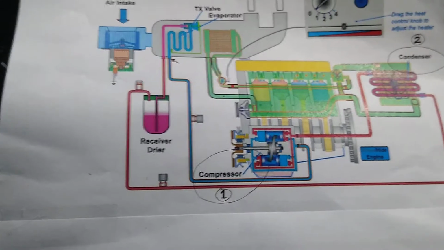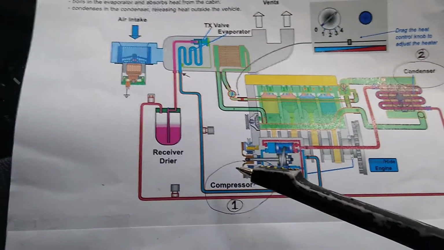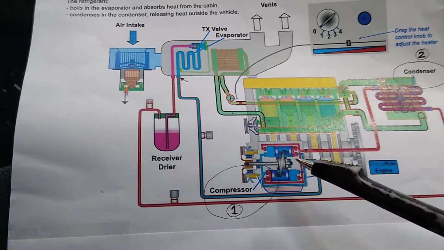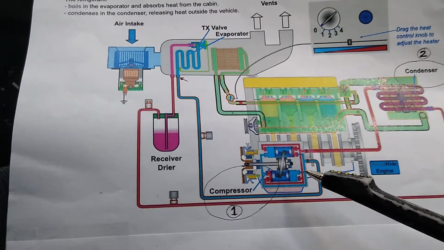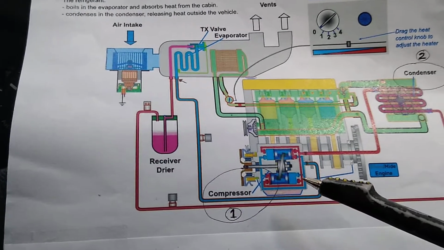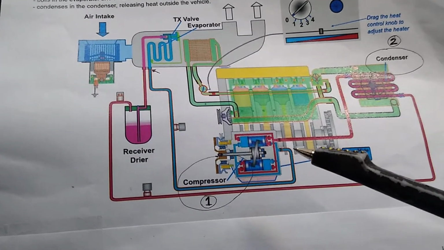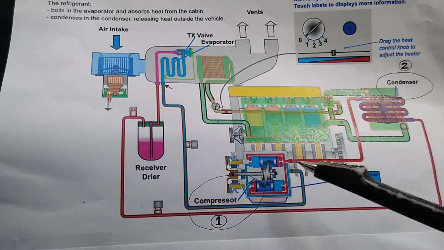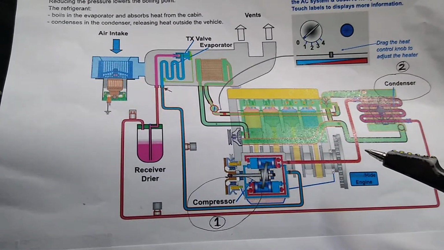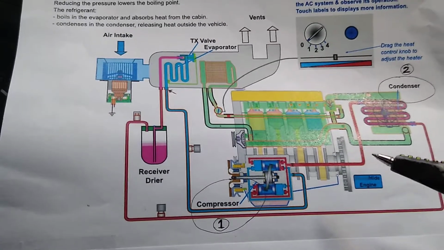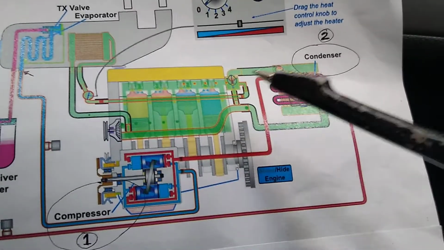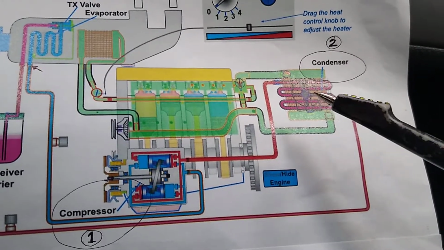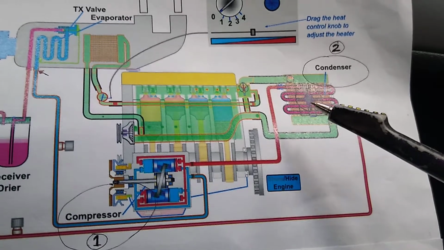Starting at the compressor, which is this one right here. Put a number there, number 1. This is the compressor right here. A low pressure gas is compressed into a high pressure gas, which is this line right here. The high pressure gas is pumped into the condenser. This is the condenser right here, which is located in front of the vehicle radiator.